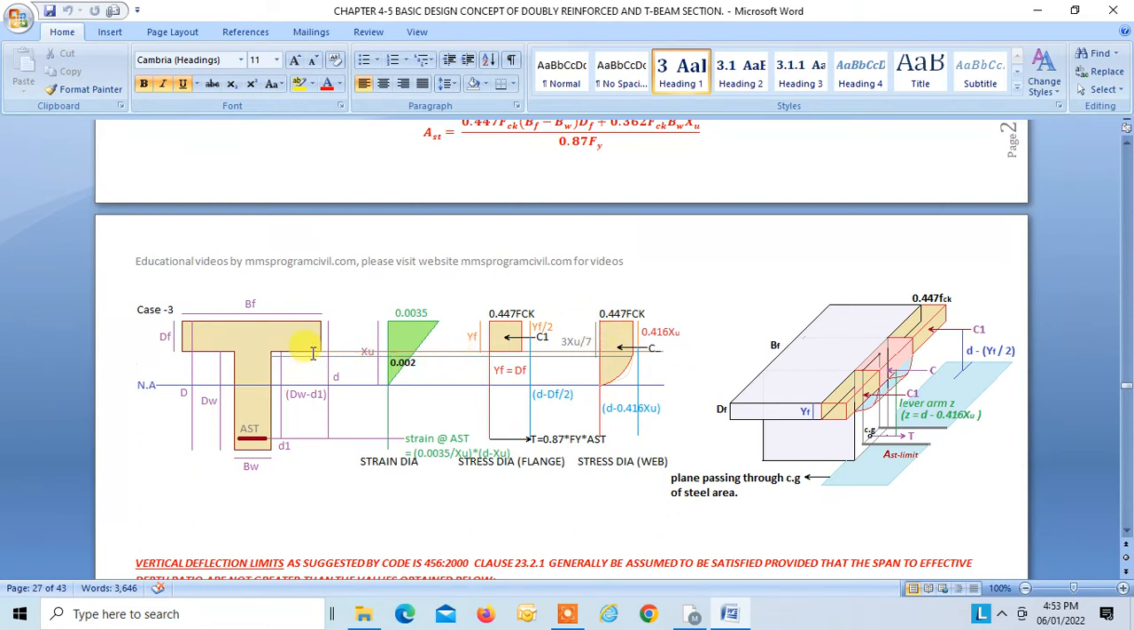So that is why over here the only thing that is going to change is YF will be equal to DF. In case 2, YF was equal to 0.15 XU plus 0.65 DF, but not greater than DF. But in this case, YF will be equal to DF. So this is the stress diagram in your flange, and this is the stress diagram for the rectangular section. So instead of YF, you will take DF. You will replace YF by DF. That is the only change.